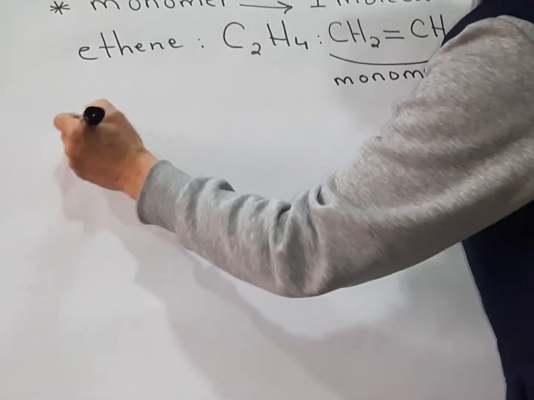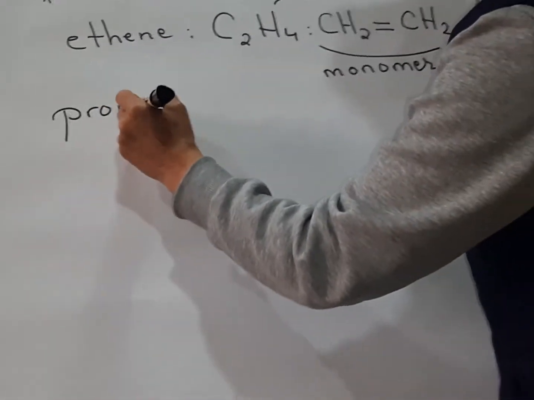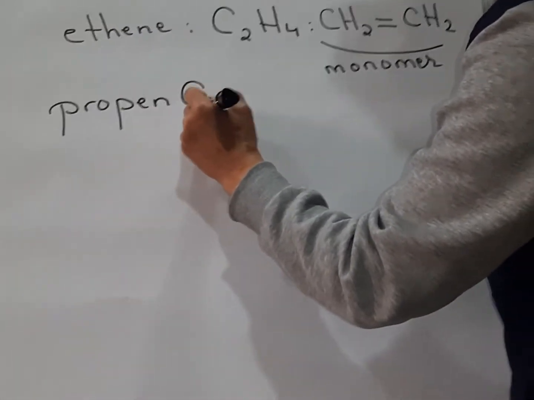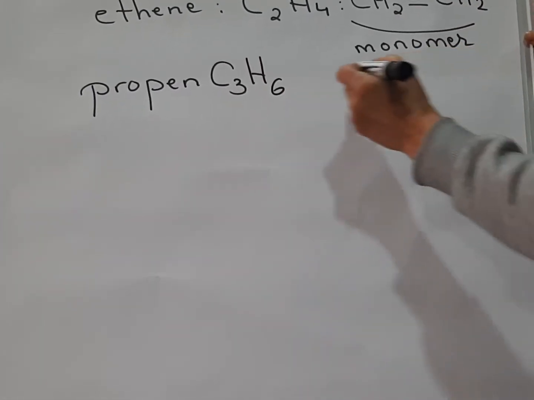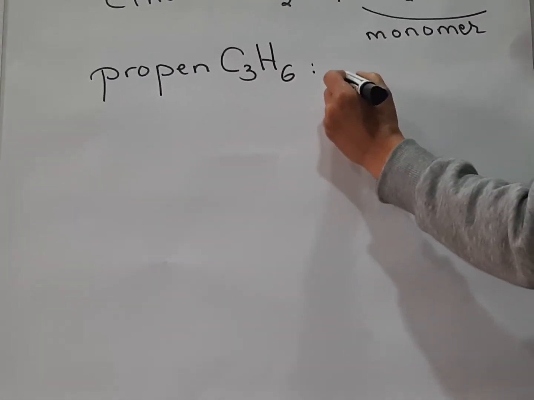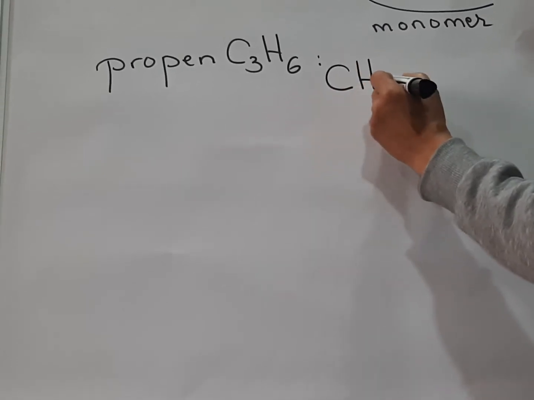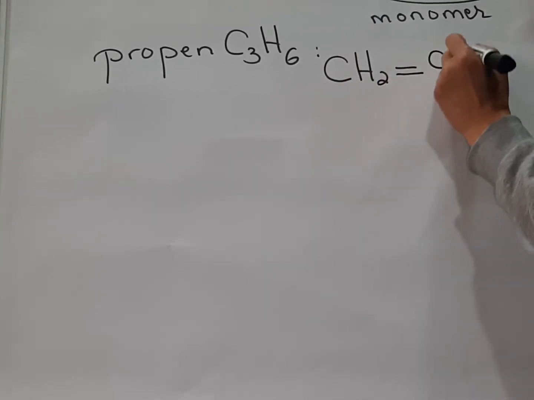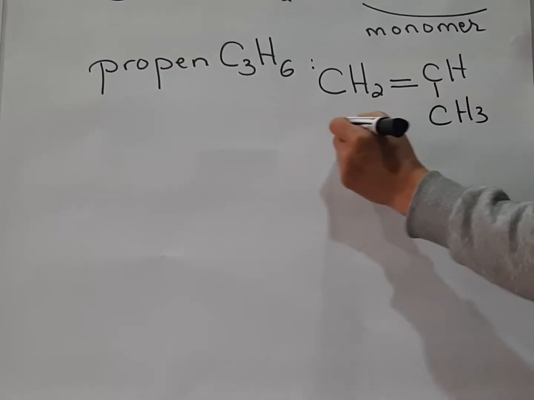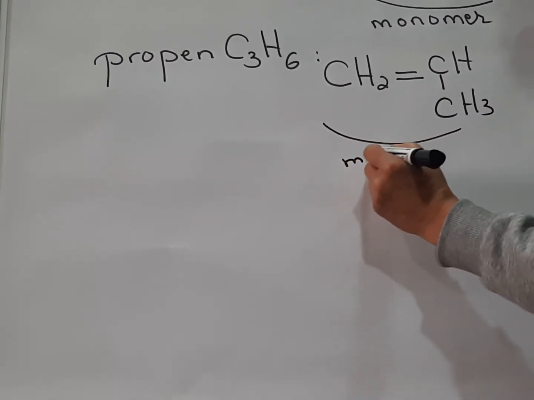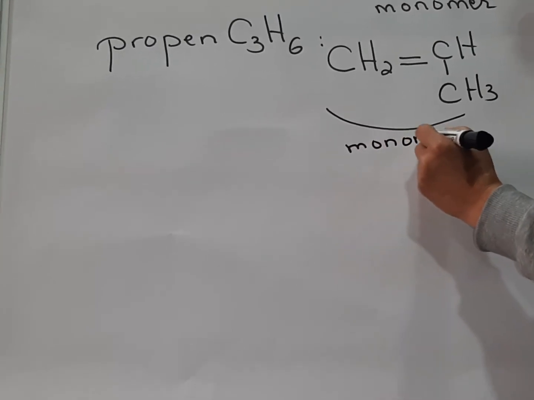Let's say a monomer of propene. Propene is C3H, 3 times 2, which is 6, having the condensed structural formula CH2 double bond CH bond CH3. This is a monomer of propene.